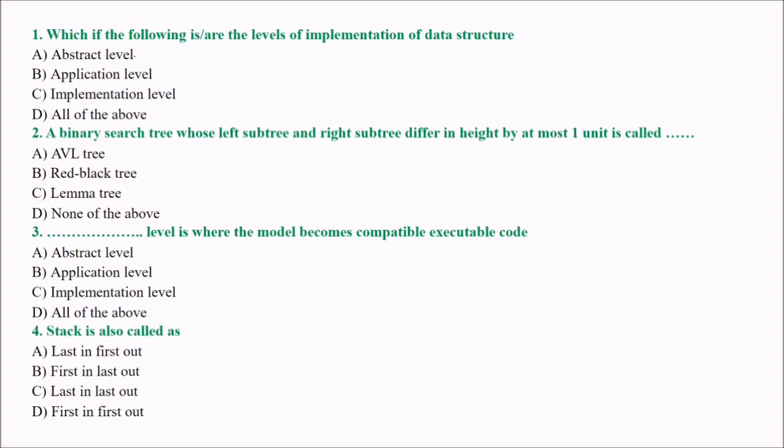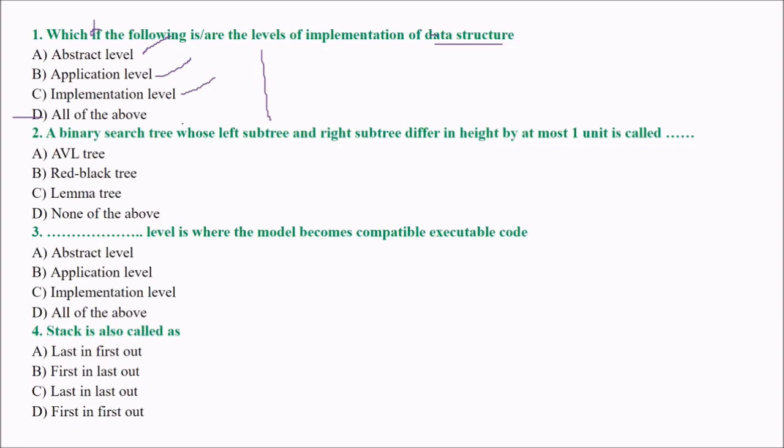Let's start. Which of the following is or are the levels of implementation of data structure? So these are 4 options for you. Can you guess the answer? The answer is D. All the levels: abstraction level or abstract level, application level and implementation level. These are the levels of implementation of data structure.